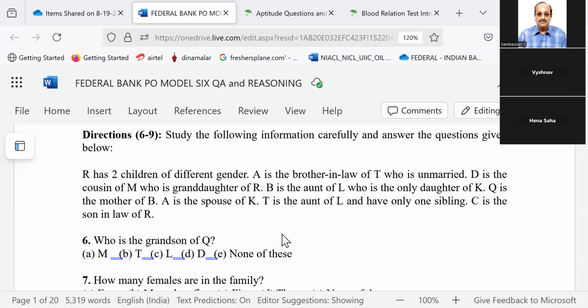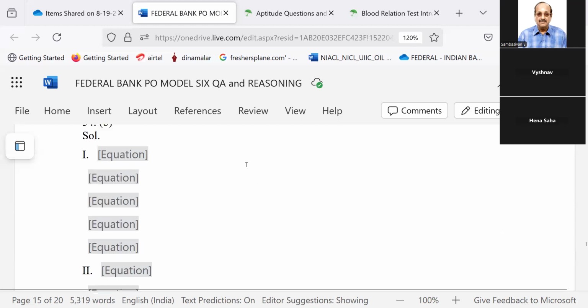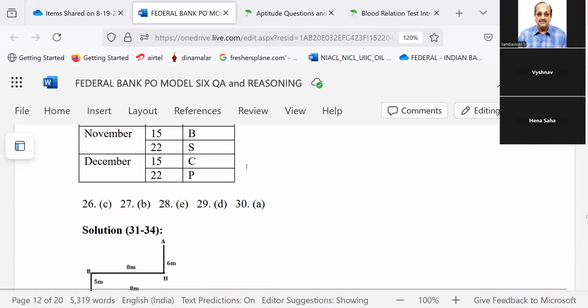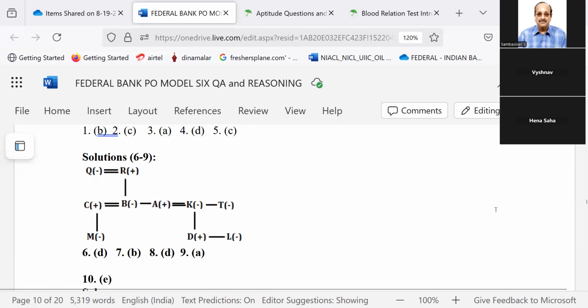B is the aunt of L. So B has to be daughter of R. So the picture will come out like this. I'll show you. The picture has to be drawn. Just a minute. Picture has to be drawn like this. Where is it? There is some problem. Whenever I type it out, it is not coming clearly. This is how the picture will come.